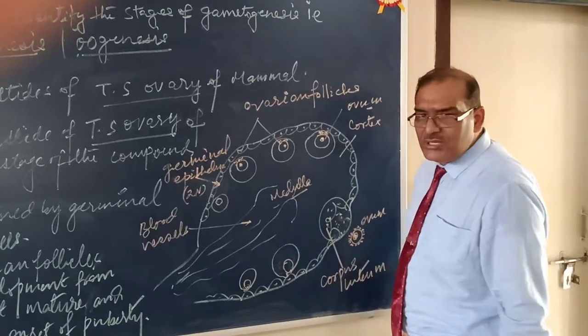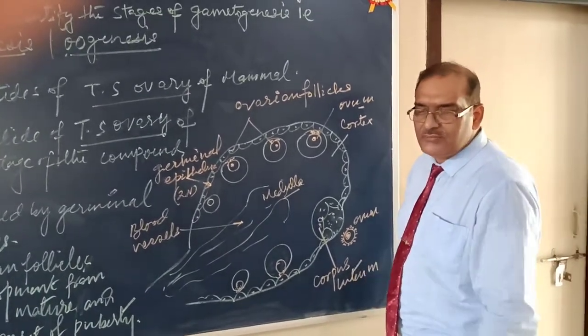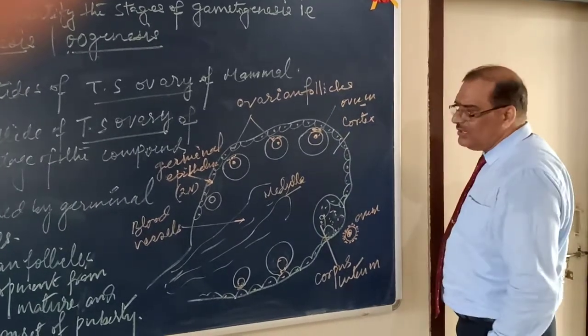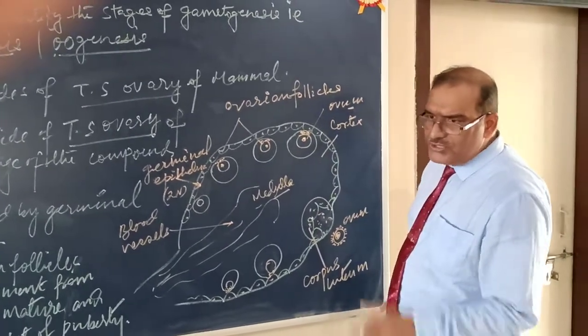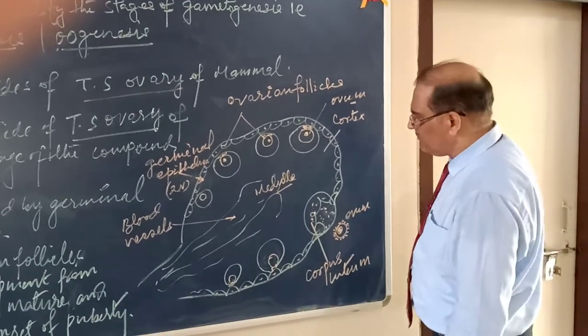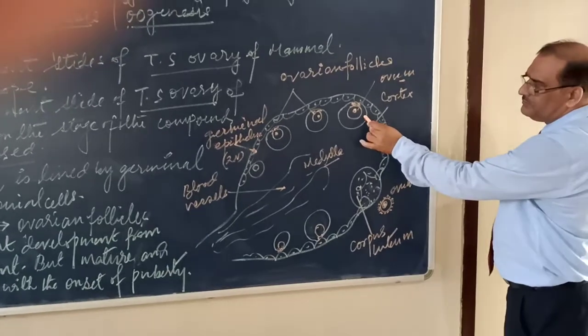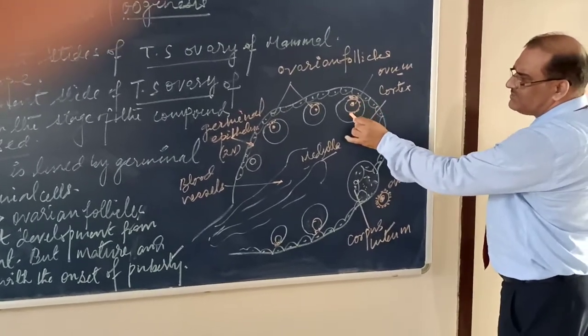A follicle may be primordial, primary follicle, secondary follicle, or tertiary follicle. The matured tertiary follicle is called Graafian follicle. We can find this one here. This one is called the tertiary follicle. Tertiary follicle formation has taken place.